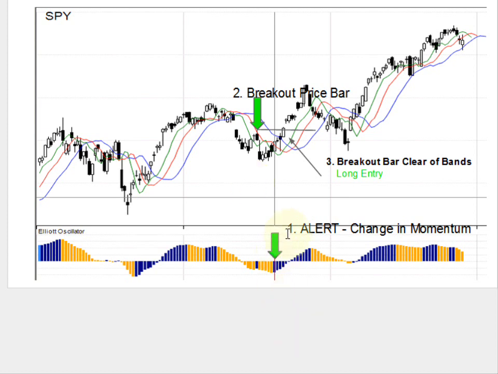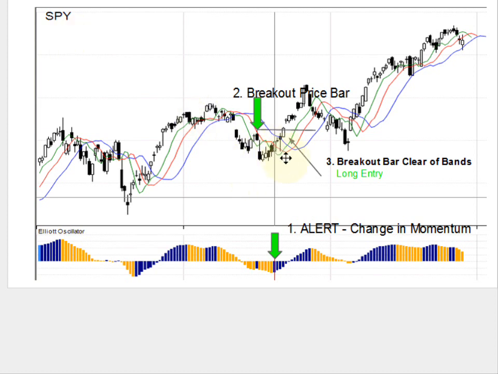And this is an example, one example, where at number 1, we had an alert. There was a change in momentum. And when the change in momentum occurs, we can go back and look at the first breakout bar prior to the alert. And we can see that it would be this high bar here, which we've indicated with the green arrow. That's the breakout bar, and the high of that bar would be the breakout price.